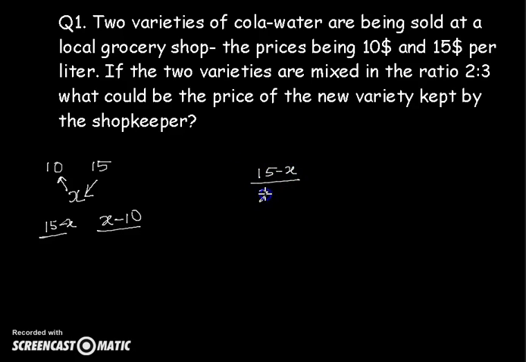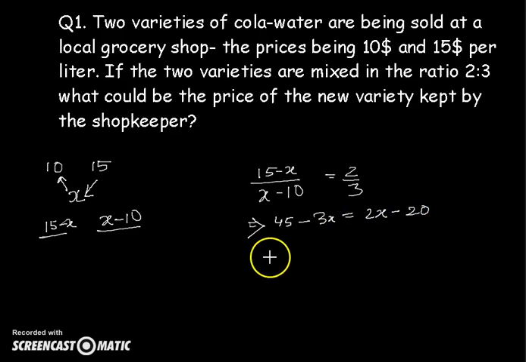15 minus x by x minus 10 gives us 2/3. From here we should be able to calculate 45 minus 3x equals 2x minus 20, so 5x equals 65, that gives us x as 13.